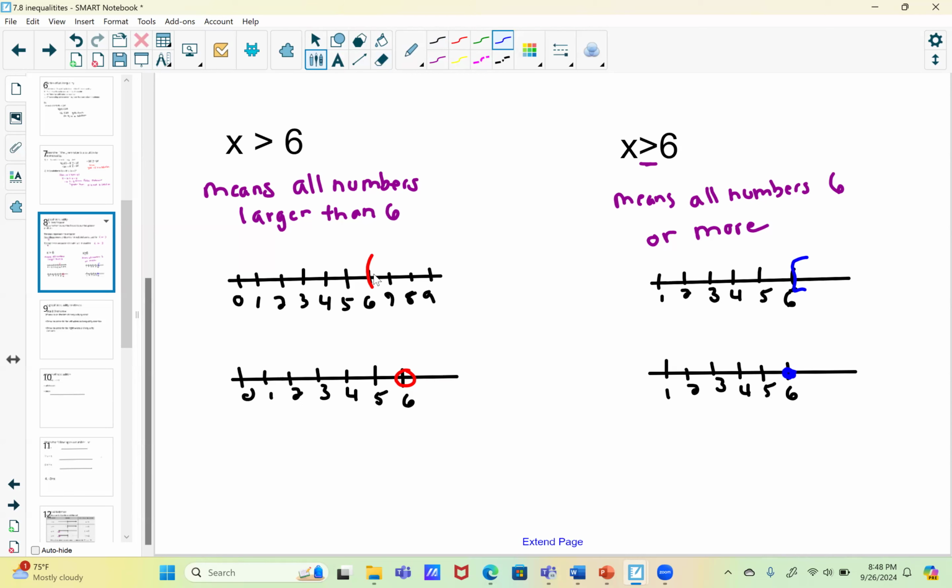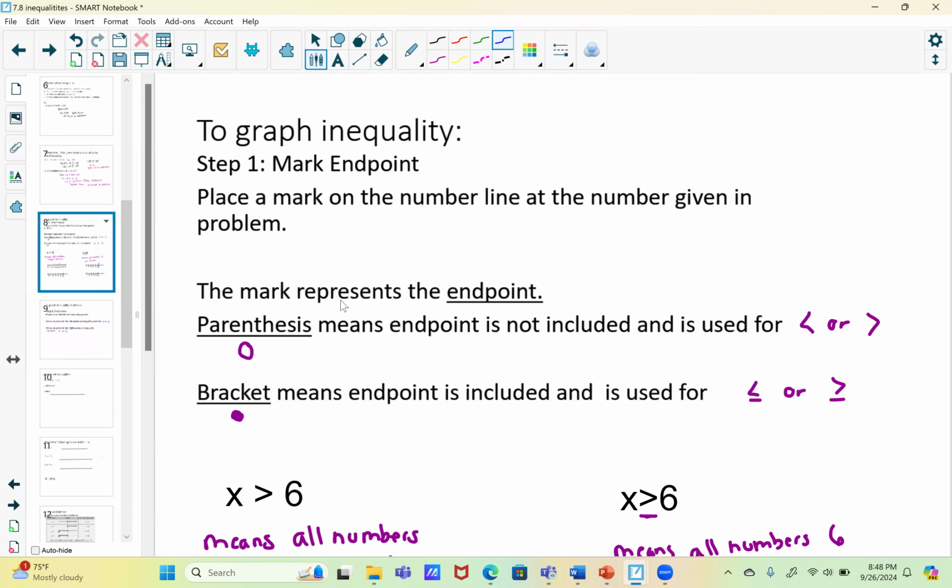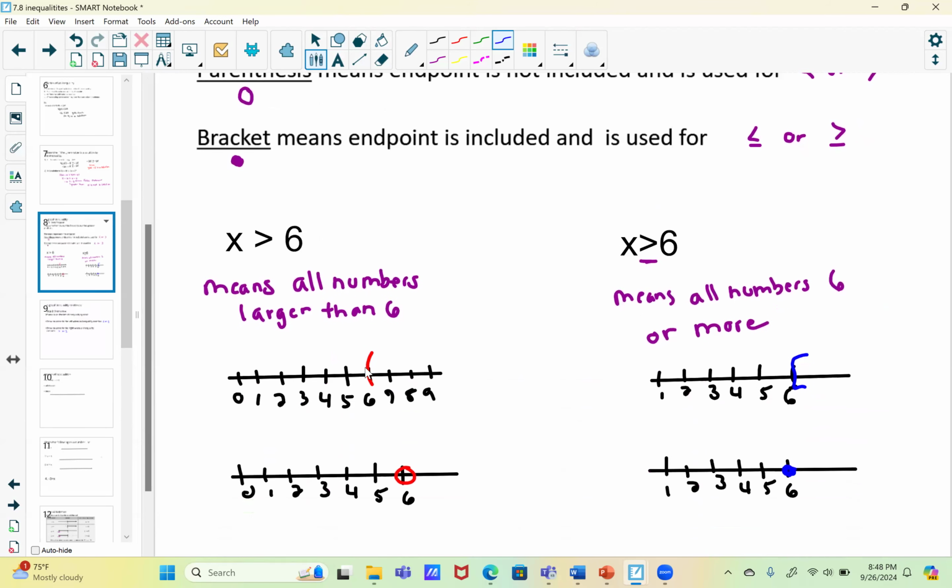After we put that, we are going to draw an arrow to indicate which numbers are part of the solutions. When our x is on the left side of our inequality, like it was above, we're going to draw an arrow to the left when the inequality contains less than or less than or equal to. And we're going to draw an arrow to the right when an inequality contains greater than or greater than or equal to. I often think it's just easier to think about it this way: I'm starting at 6 and I'm either going to shade to the right or to the left.